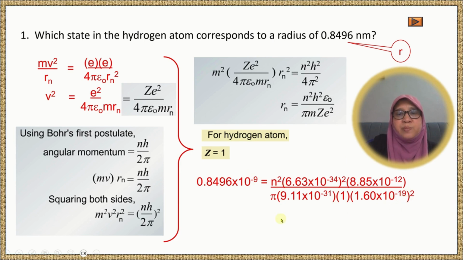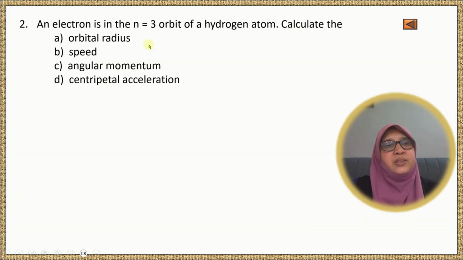So we cross multiply to get n. The answer is n equals 4. So the state is n equals 4 for the radius 0.8496 nanometer. Okay, now we go to question 2.